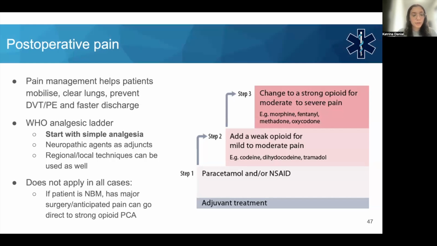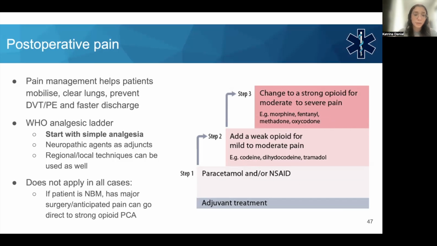In terms of the approach we take, we follow the WHO ladder for analgesia. Basically, the principle is we want to start with simple agents and then increase depending on the patient's needs. So we start with the NSAIDs or paracetamol, and we can add things like a mild opioid, codeine. If it's a major surgery or if the patient's in a lot of pain, then we would go up a step to your stronger opioids.